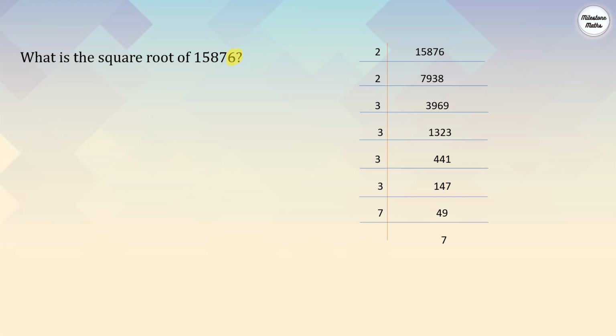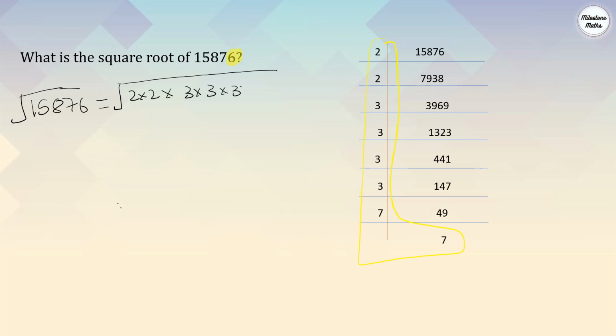Now let's find out the square root of 15,876. So let's write 15,876 as the product of prime numbers. All these prime numbers we will be writing as a product. If we multiply all these numbers, we will get this number. So let's write 2 into 2 into 3 into 3 into 3 into 3 into 7 into 7. So now let's make the pairs.